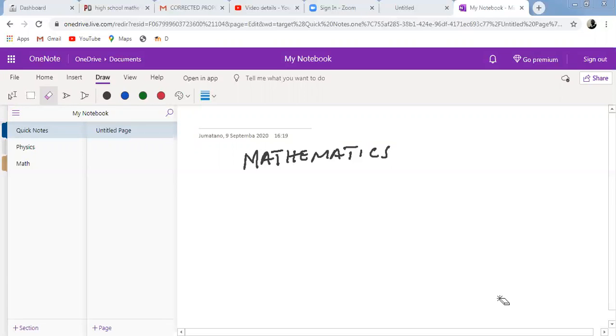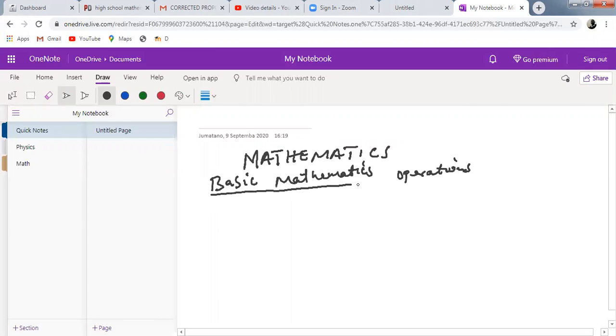Therefore, I want us to go to the first topic, which is the introduction, where we shall talk about the basic mathematics operations. So today, I want us to start with the basic mathematics operations. Globally, we have 4 basic mathematical operations. Number 1 is the addition.